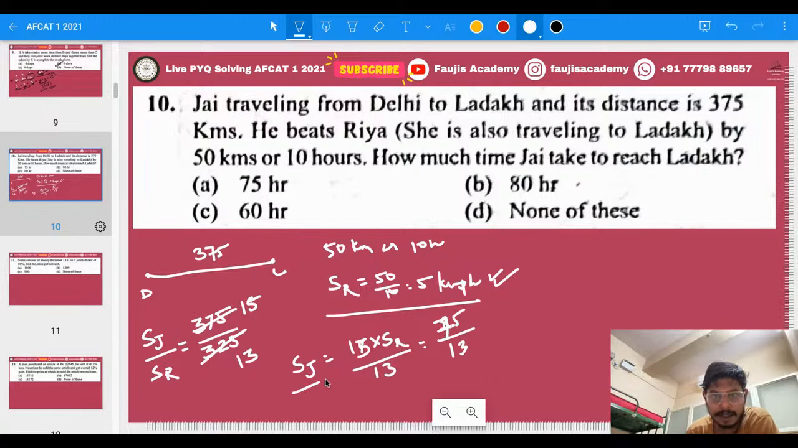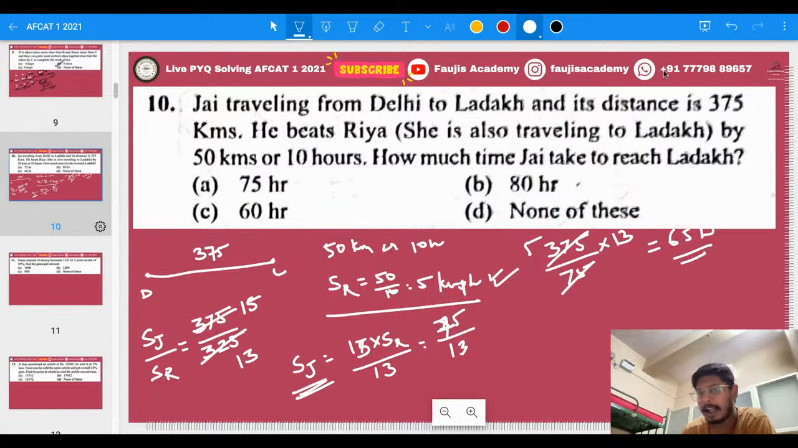This is the speed of J. If this is the speed of J, can we find out how much time it takes? Time is equal to distance. Distance is 375 divided by 75 into 13, right? This one will go 5 times, so we will get 65 hours as the answer, which is not there in your options, and that is why we will take none of the above.